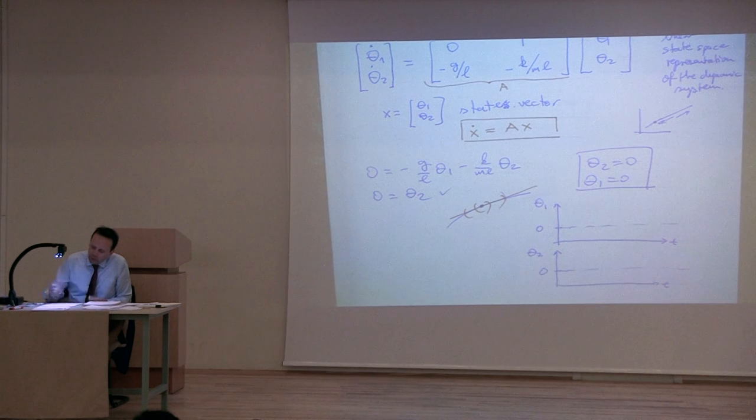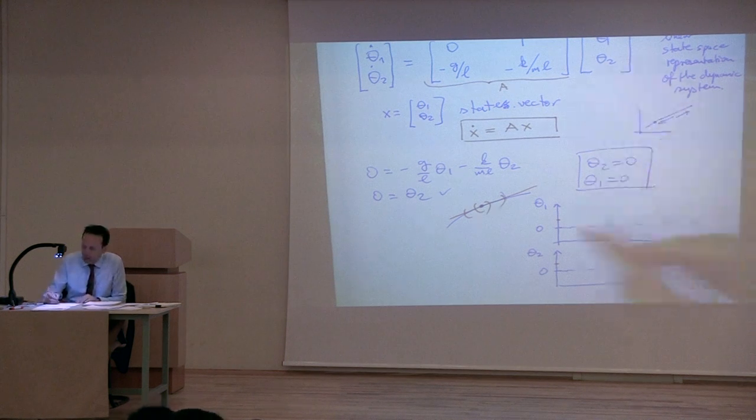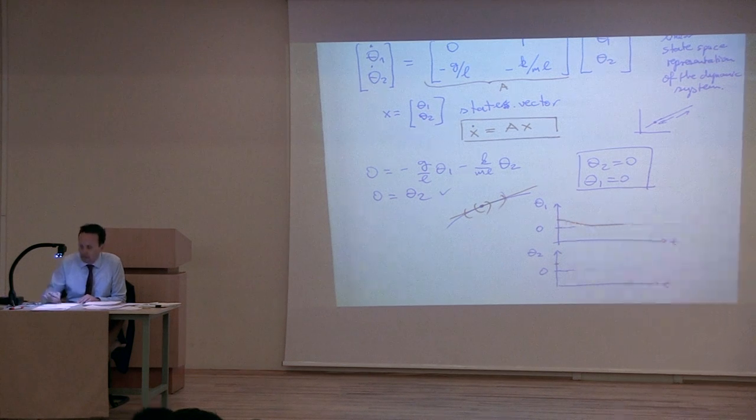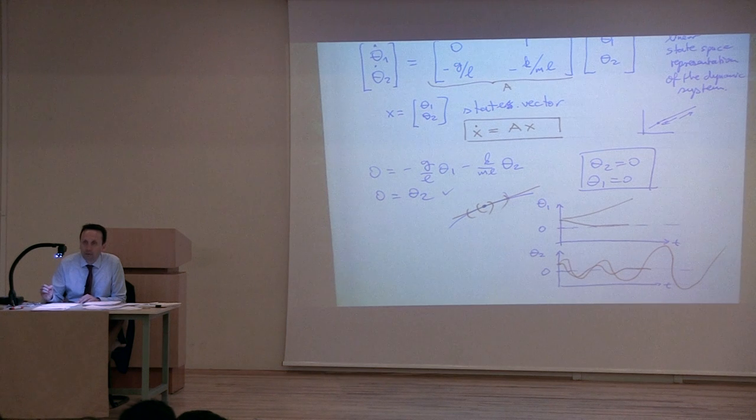So if you start from somewhere else, let's say here, what's going to happen then? Well, we don't really know. We have to solve the equations. But it might so happen that it might come back to the equilibrium point if it's stable, or it might just oscillate and then come back over here. We don't know. Or it might just start diverging, or it might actually diverge oscillating. It will do one of these things.